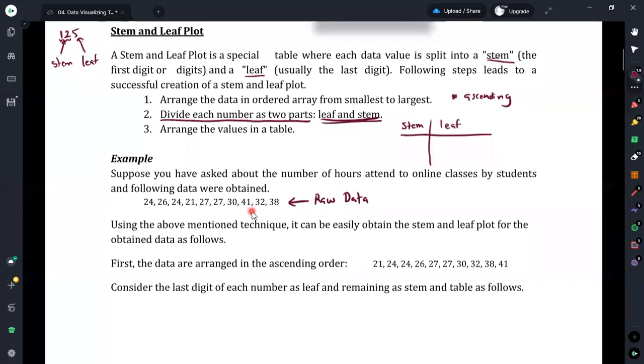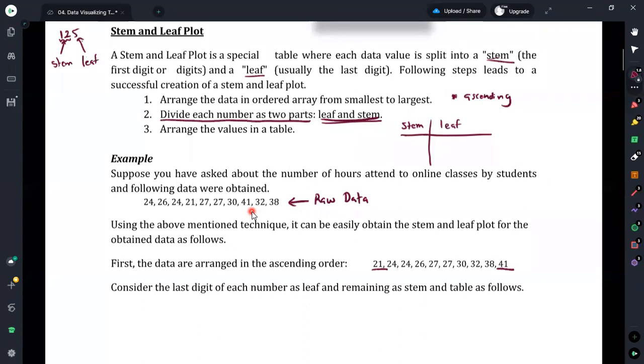Okay, now you can see that to construct this stem and leaf plot, the data is arranged in ascending order, starting from 21 and ending with 41. It is because they are the smallest and the largest values respectively. And thereafter, we have to consider the last digit of each term as the leaf, and all the remaining digits as the stem.